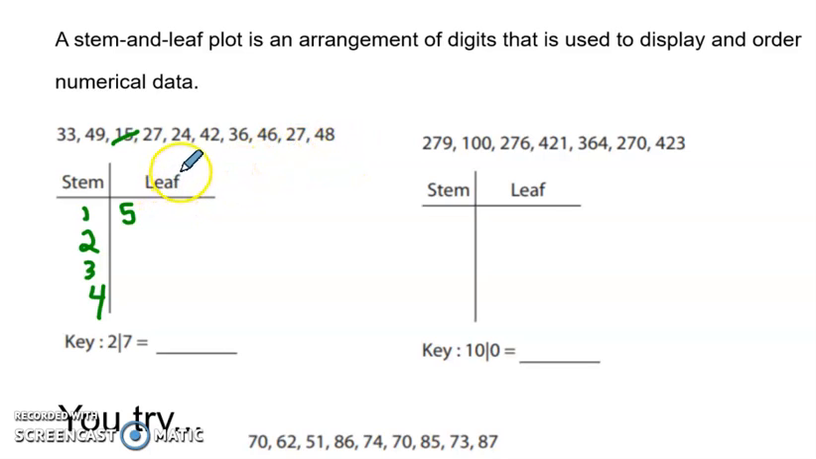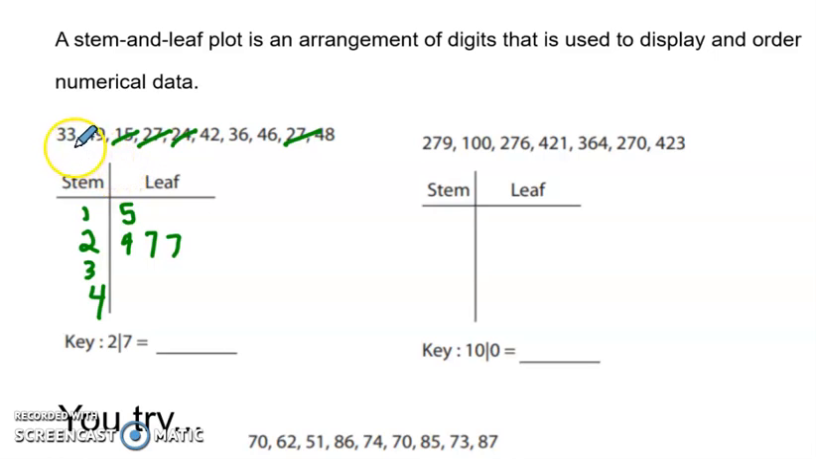So I'm going to go to my 20s. It looks like we have 24 as our smallest, so I'm going to put a 2 and a 4. And then it looks like we're going to go to 27. So right beside it, I don't need a comma or anything. I see a 27. I have another 27, so I need another 7. And does that take care of the 20s for us?